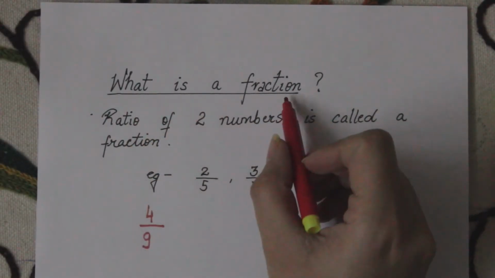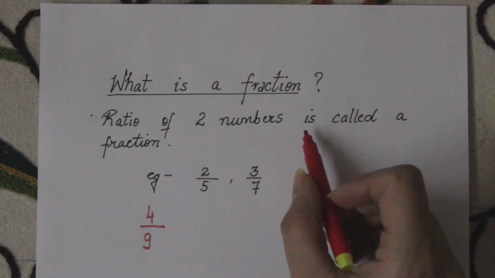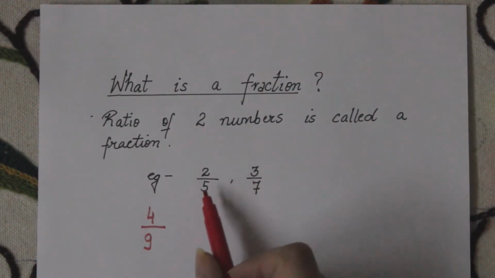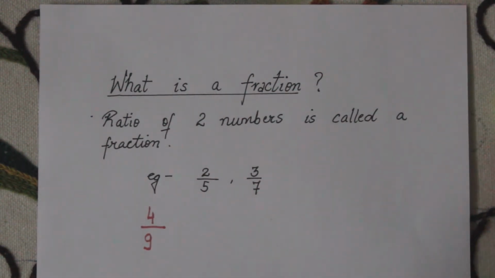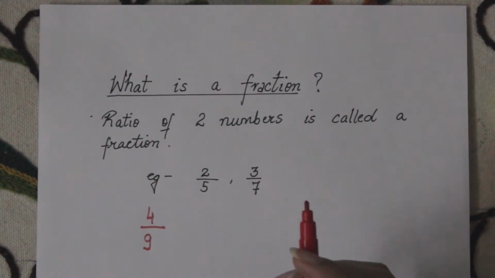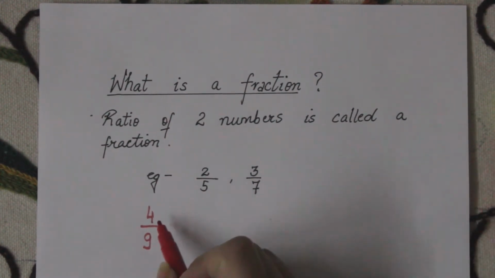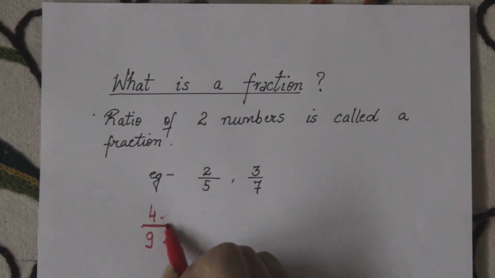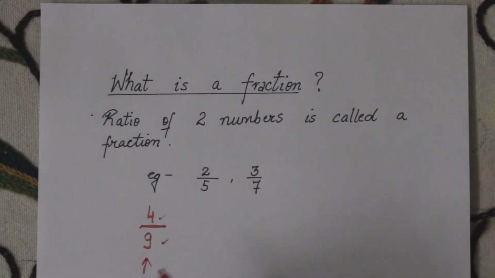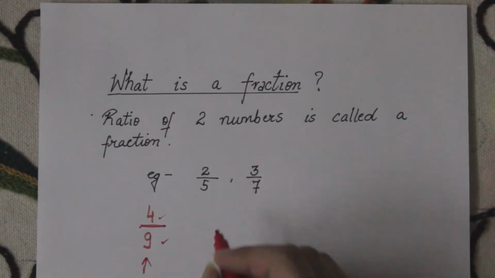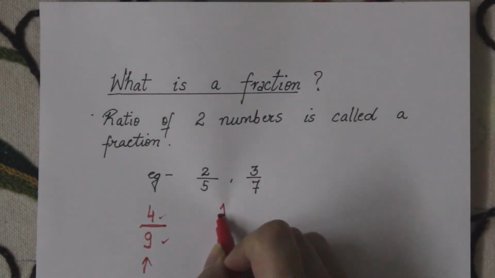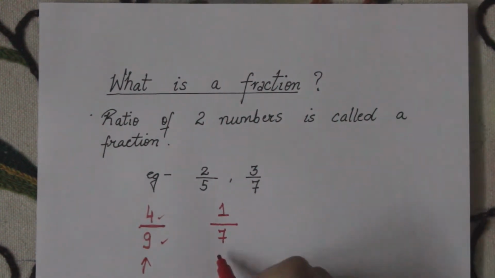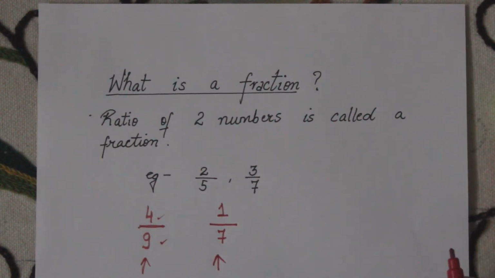What is a fraction? Ratio of two numbers is called a fraction. For example, 2 by 5, 3 by 7. So in simple words, here we write two whole numbers like 4 and 9 and then separate them by a horizontal line. So this becomes a fraction. I can write another example like 1 and 7 and then I separate them by a horizontal line. So this also becomes a fraction.